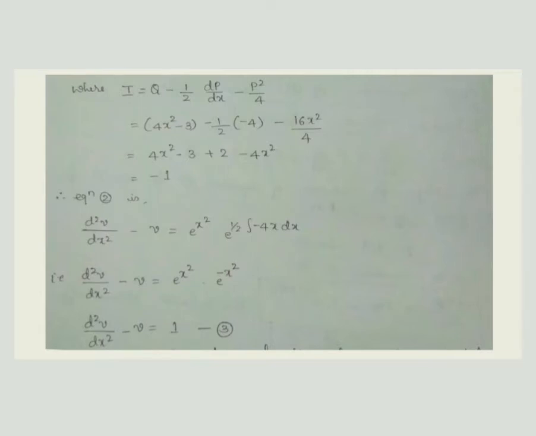Now substitute this I value in equation number 2. What will we obtain? d square v by dx square minus v, there is I value 1 into v we can write, that is equal to r value. Now r value is e power x square, that into e power half into integration of minus 4x into dx. Substituting all these values in the equation number 2.